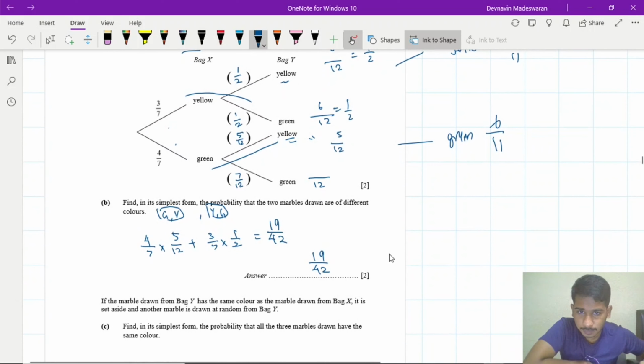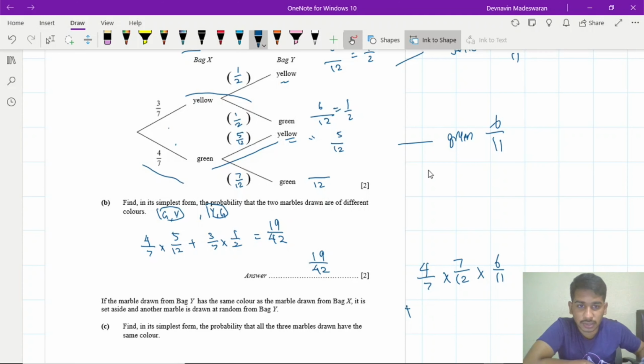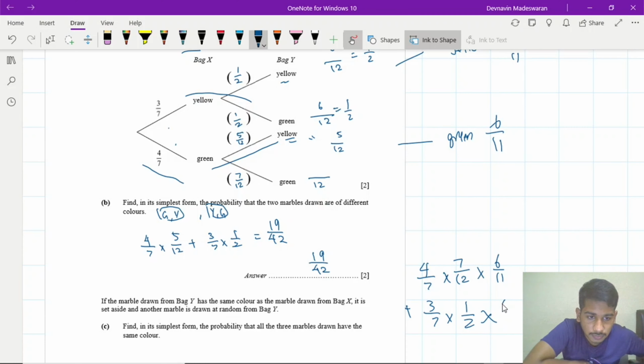Okay, so now it's the same logic. It's going to be 4 over 7 times 7 over 12 times 6 over 11 plus, because that's this chain, green green green, and for yellow yellow yellow it's going to be 3 over 7 times half times 5 over 11.